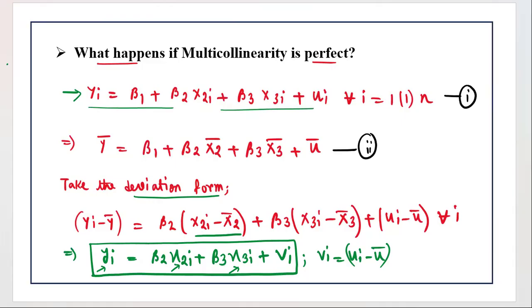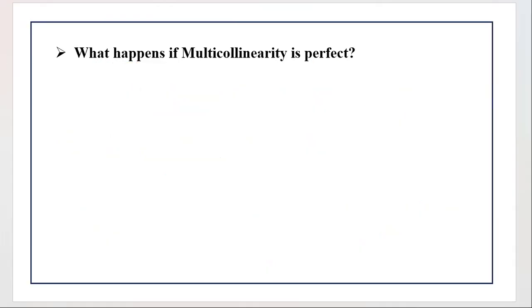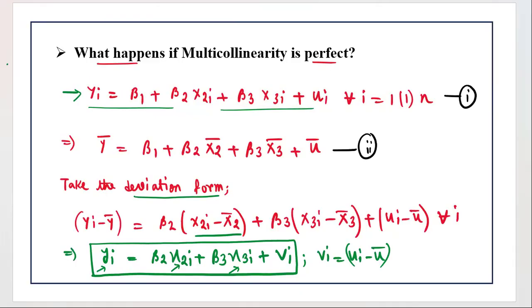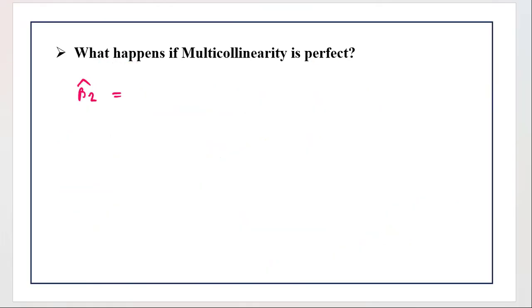When I do the multiple linear regression model, we will again be doing this kind of a thing. We will apply OLS there. And if you apply OLS there, what will you get? You will get the formula for finding out beta 2 cap and beta 3 cap, right? If you apply OLS, the ordinary least square method, on this deviation form, you will get the absolute formula for beta 2 cap and beta 3 cap.